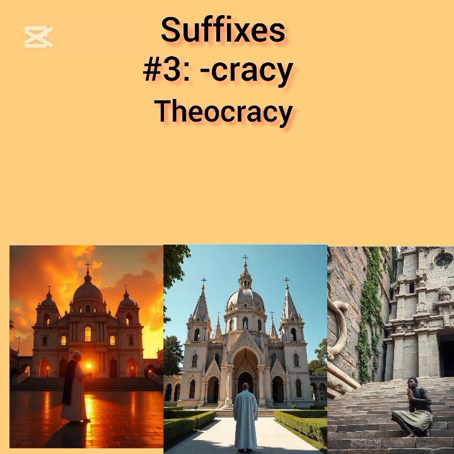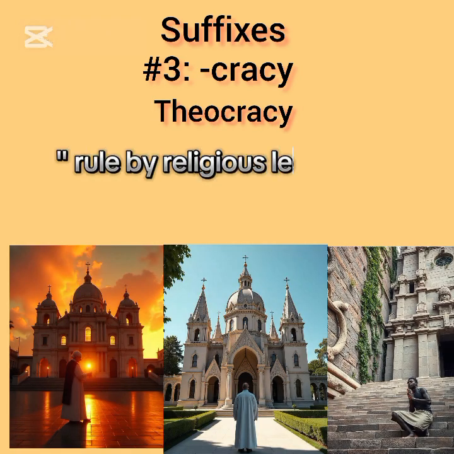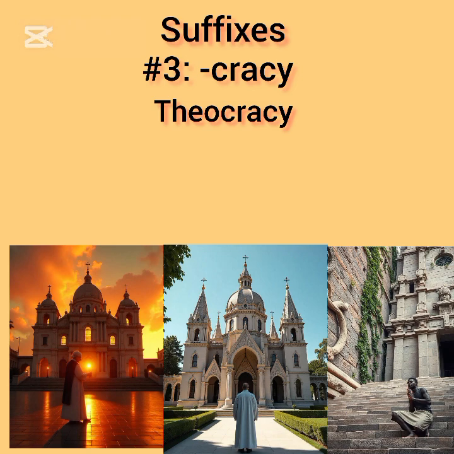Next in the line is theocracy, which means ruled by the religious leaders. Theos means God and cracy means rule. So a government which is ruled by religious leaders or religious laws is a perfect example of theocracy.